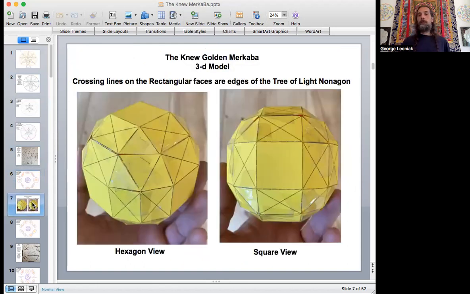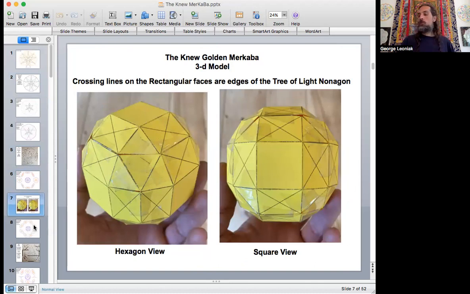So here it is in the 3D model. And there are crossing lines on these rectangular faces. Now, those are the edges of the nonagon that's going by as it swoops around. It crosses the faces of those rectangles, and then it connects to the equilateral triangle and continues on its journey around the back edge of the form.